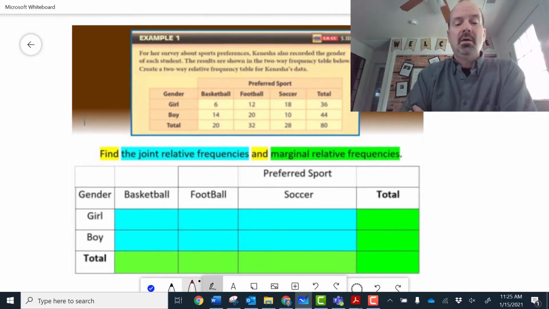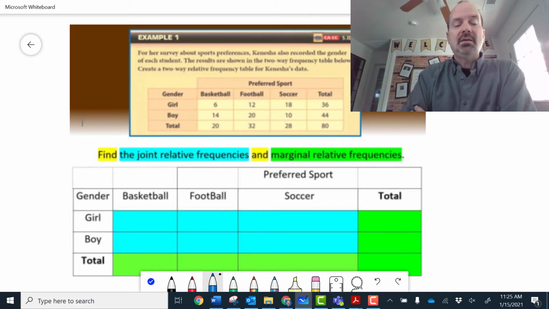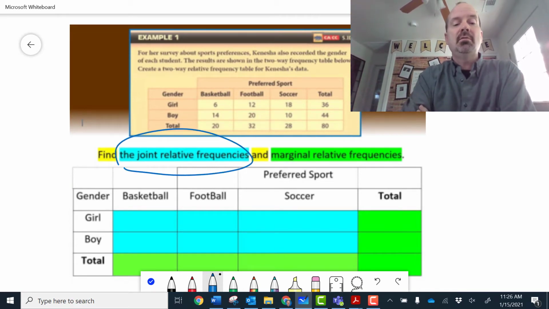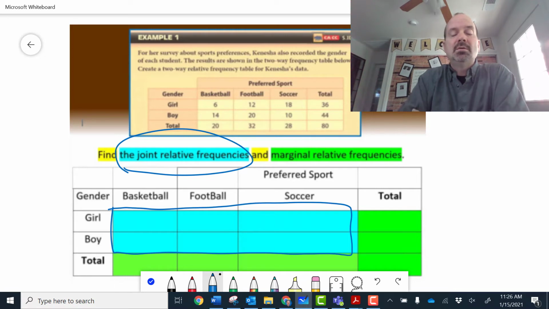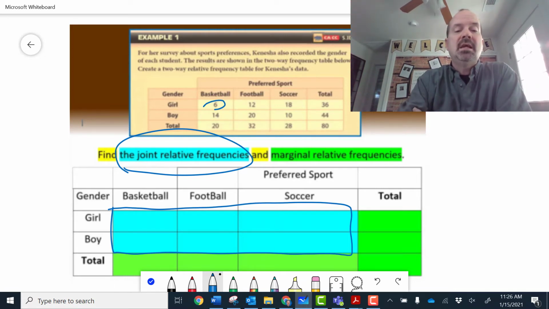So first of all, a joint relative frequency joins two ideas. You can see on the screen, joint is in light blue, and here's the light blue boxes where you would find joint relative frequencies. So those joint frequencies are like up top, 6 joins how many identify as girls with how many of those prefer basketball. So that would be 6 out of the grand total, which is 80.